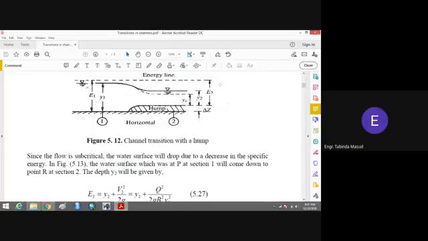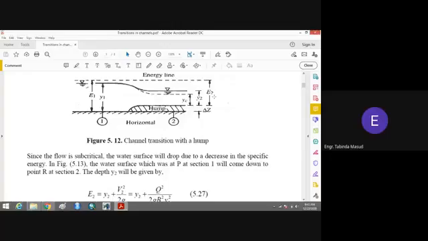Greater the height of the hump, lesser will be E2. When you increase the height of the hump, when you increase this term delta Z, E2 will get smaller and smaller. You can see here that if you increase the height of the hump, a situation will be reached when you get this dotted depth of the flow, which is the critical depth of the flow. At that critical depth, we will say that this is the maximum height of the hump, delta Z maximum here, and the energy will be EC, that is the critical energy, or you can say it will be the minimum specific energy.